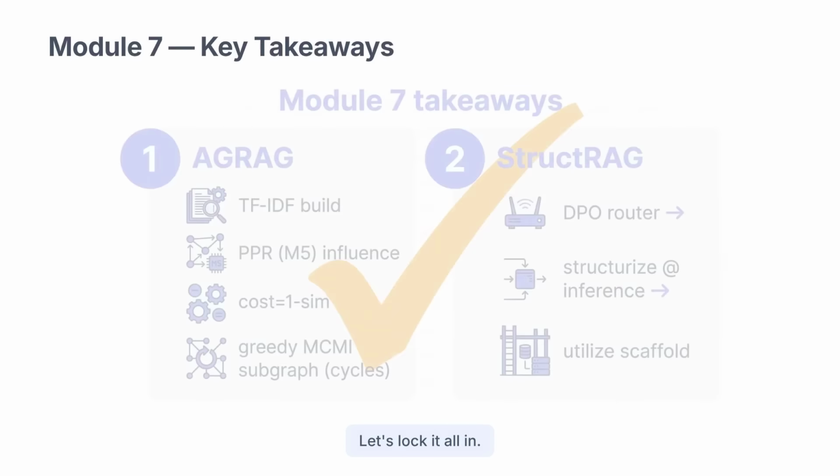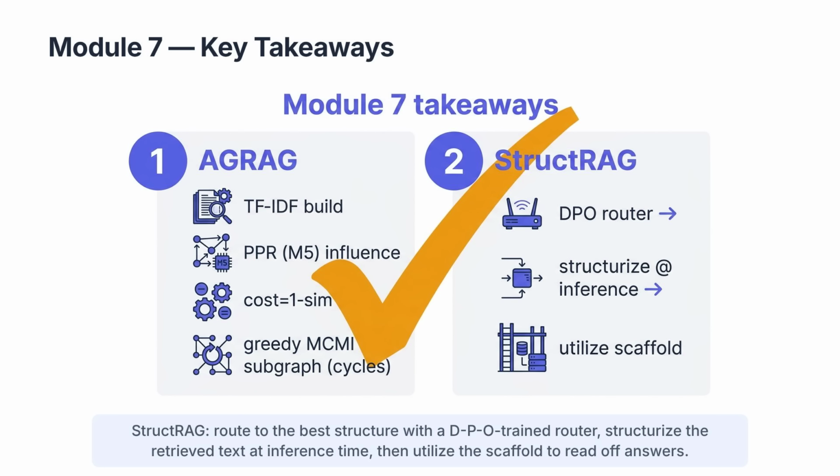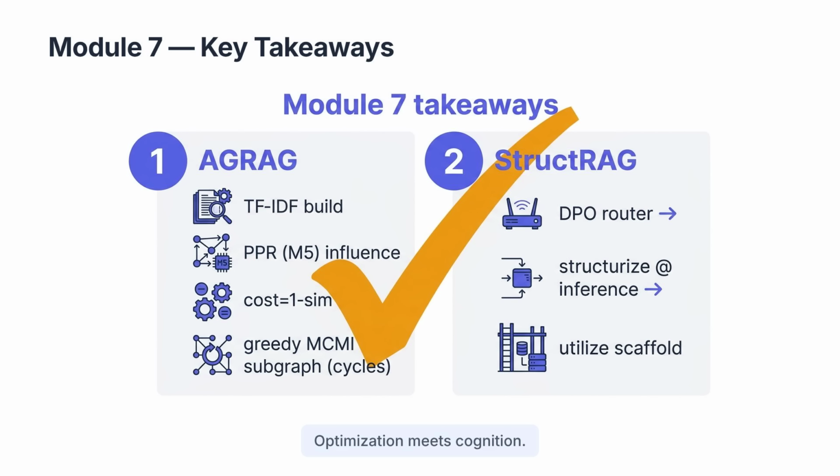Let's lock it all in. AGRAG: build with TF-IDF, not a model. Reuse Module 5's personalized PageRank for influence. Define edge cost as 1 minus similarity. Greedily carve the minimum cost, maximum influence subgraph, cycles allowed. StructRAG: route to the best structure with a DPO-trained router. Structurize the retrieved text at inference time, then utilize the scaffold to read off answers. Optimization meets cognition. That's Module 7.